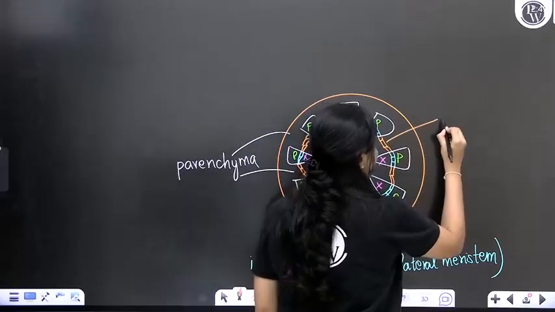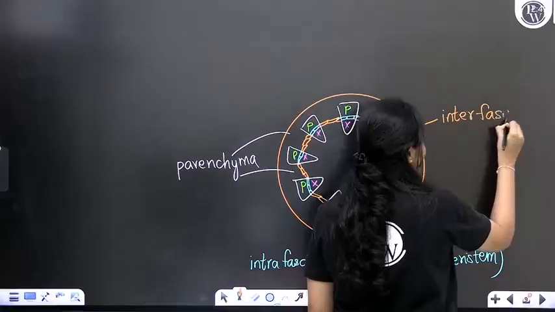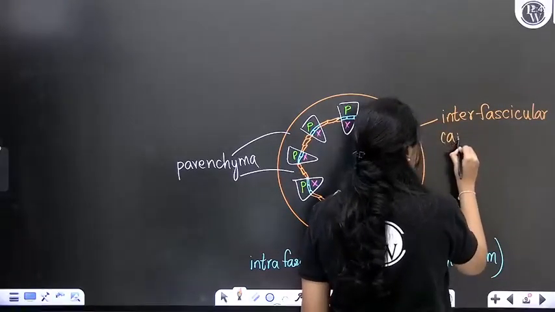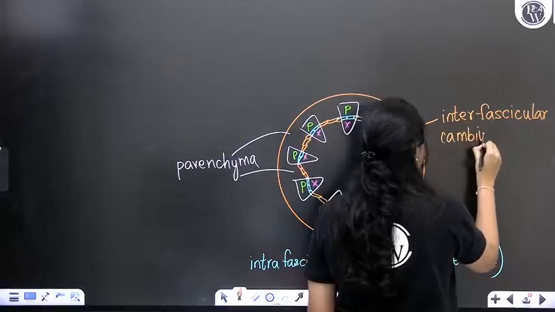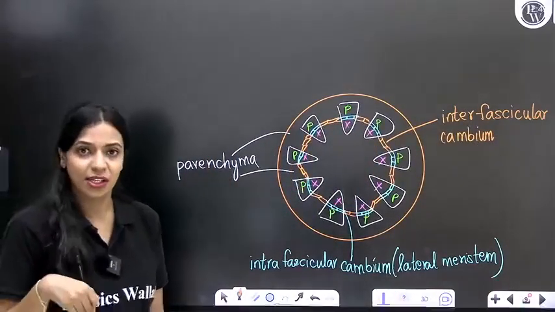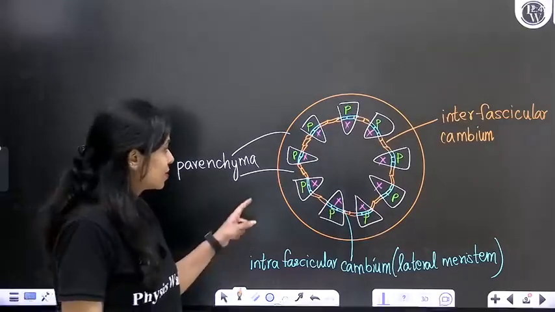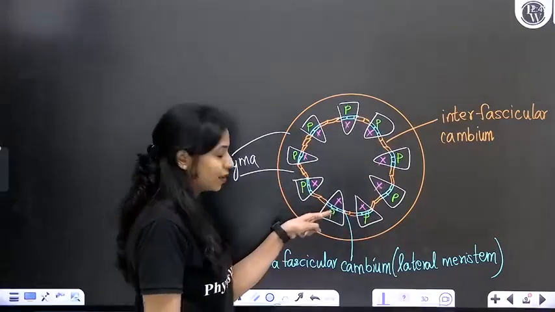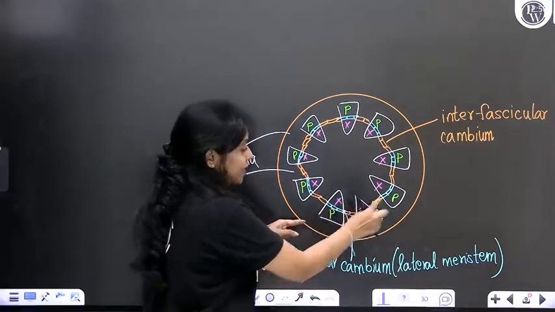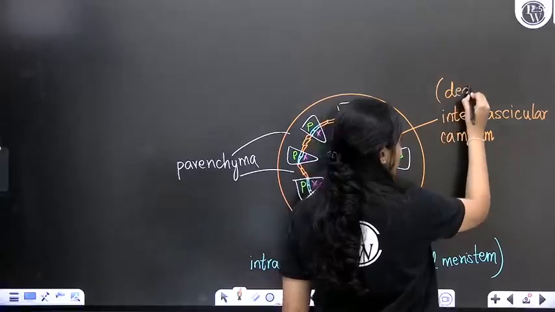Now that is called interfascicular cambium. Remember when we spoke about lateral meristem, you learnt a few examples: intrafascicular cambium, interfascicular cambium, cork cambium and all of that, right? So this is intrafascicular cambium that is there from the beginning. Interfascicular cambium, by a process of de-differentiation, will form.